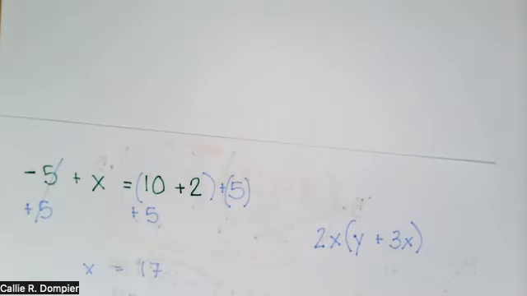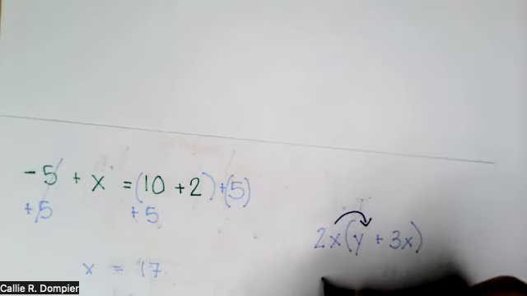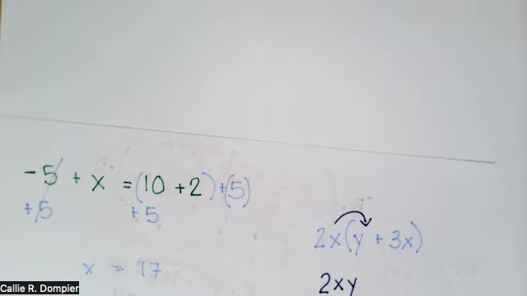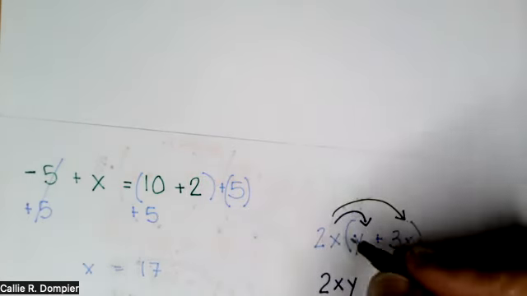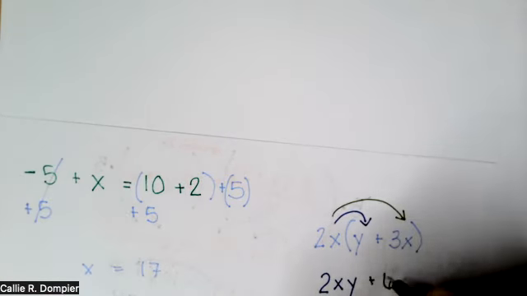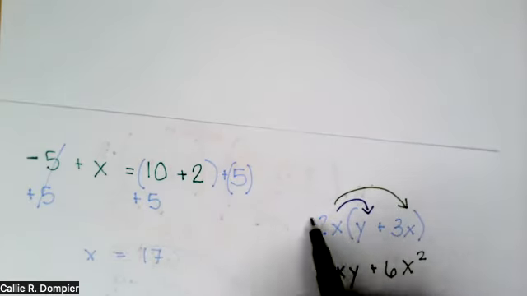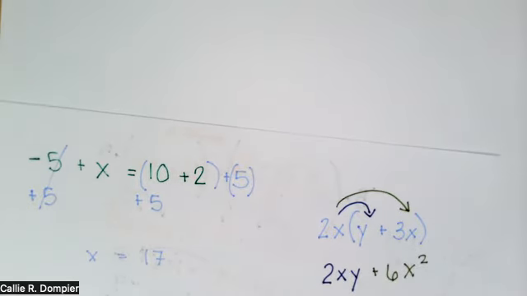Okay. Another distributive property example. The 2x times the y is just 2xy. The 2x times the 3x, 2 times 3 is 6, x times x is x squared. So distributing just means I take what's outside the parentheses if I'm multiplying, and I multiply it by each part of everything inside the parentheses.